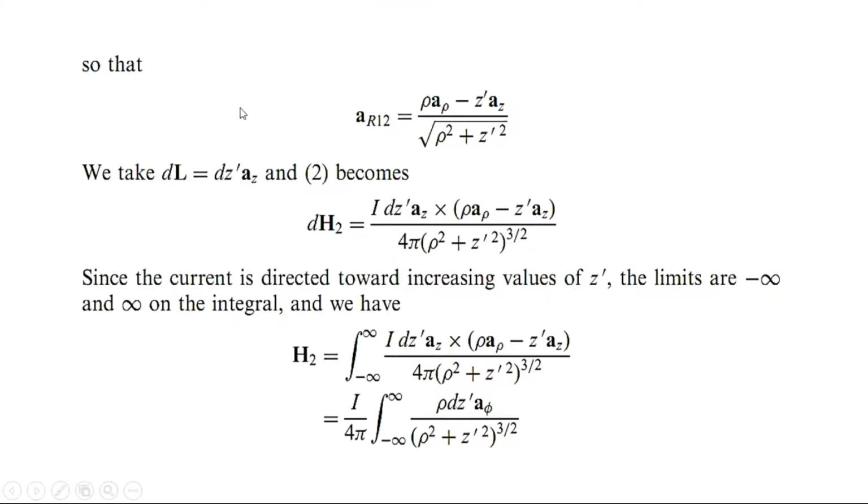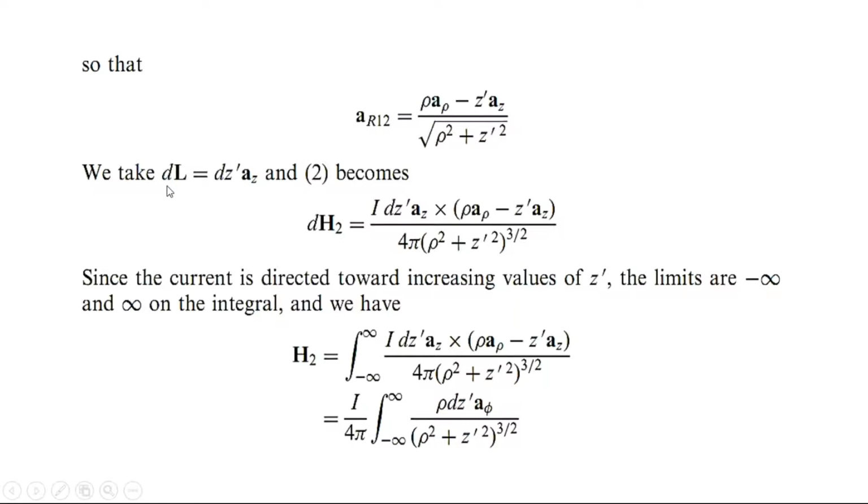So the unit vector a_R12 will be equal to the vector divided by its magnitude. We already found the vector that is equal to rho arrow minus z' a_z, divided by its magnitude. So its magnitude will be equal to the square root of rho squared plus z' whole squared.